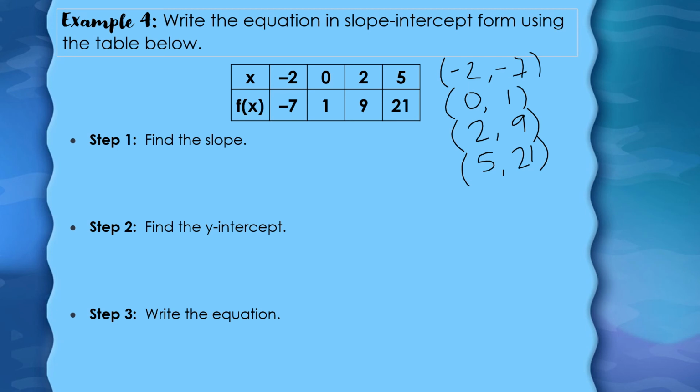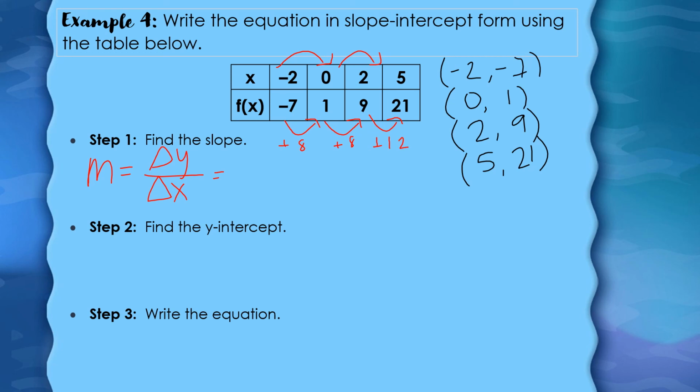We can also remember that slope is the change in y over the change in x. So how much are each of my y values changing divided by how much are my x values changing? So from -7 to 1, I'm going up 8. From 1 to 9, we're going up 8. From 9 to 21, we're going up 12.